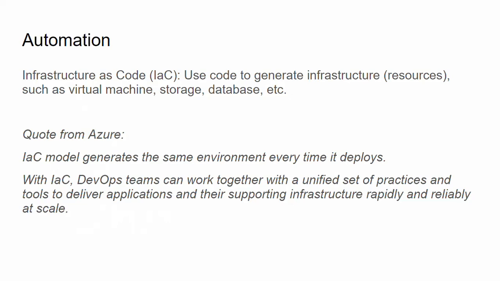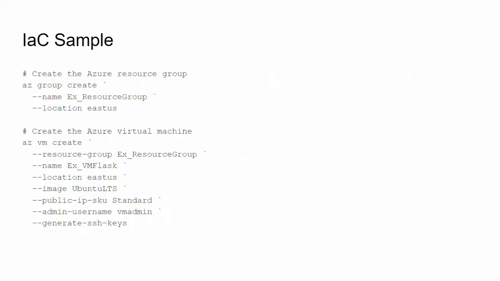That's when IaC can help. It can level the playfield for DevOps teams and can deploy infrastructure rapidly and reliably at scale. Let's give an example. This one is using the Azure CLI. So az is the command. You run az, and you are saying this is for resource group, az group create.